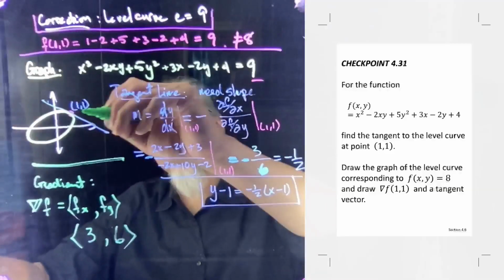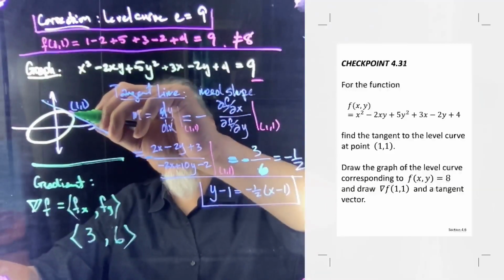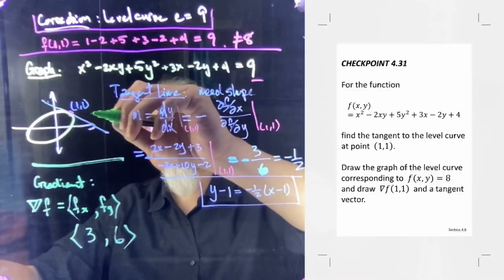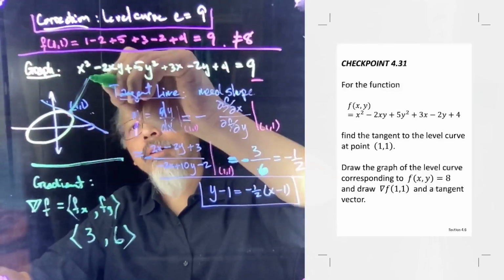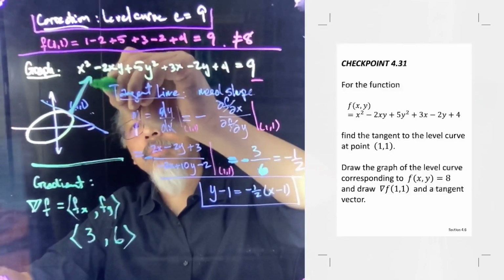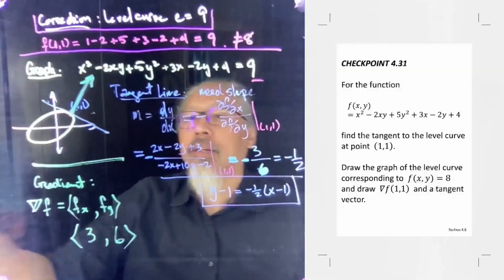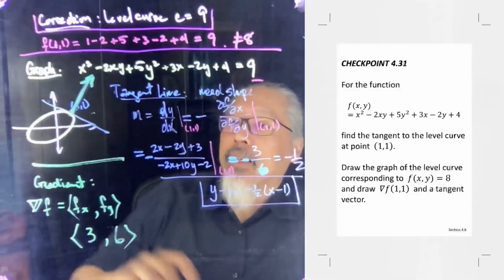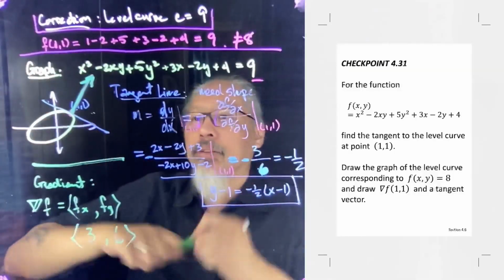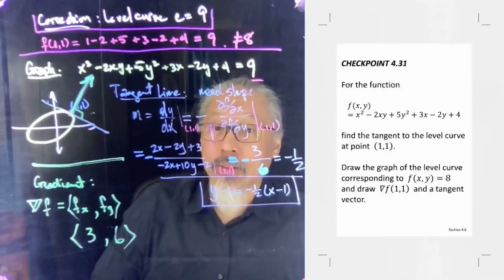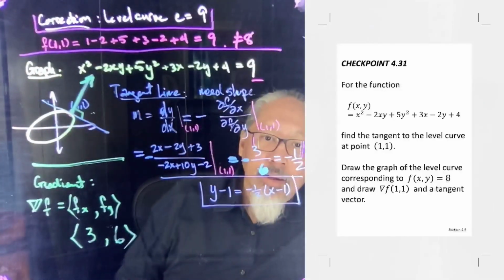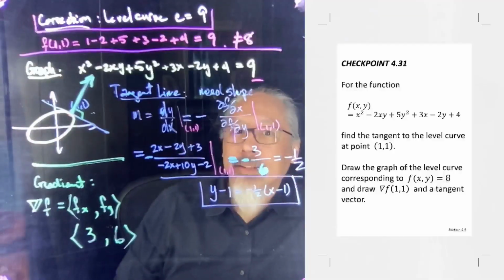And our gradient would go from here 3 units and then 6 units up. And one thing that we know, because of some facts that we took a look at, is that the gradient is going to be perpendicular to the tangent line of the level curve. Okay, all right, that's it. I hope that helps.